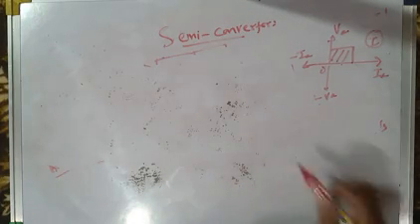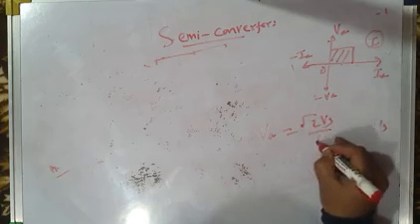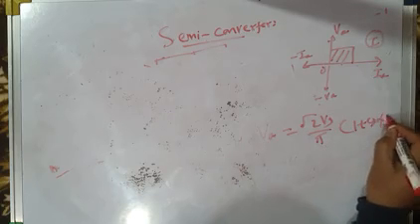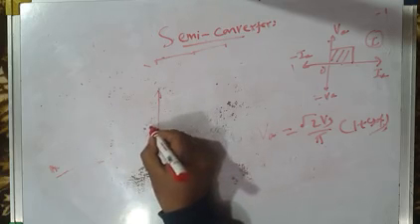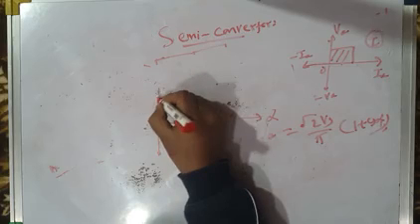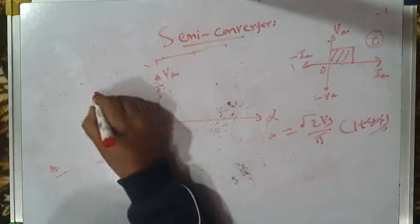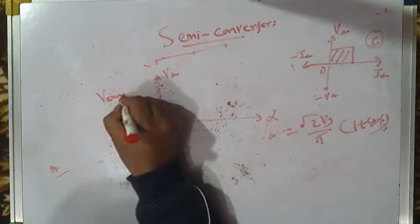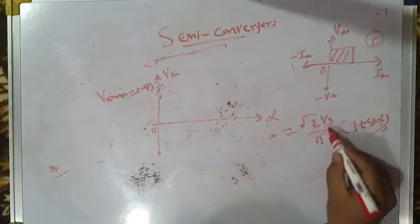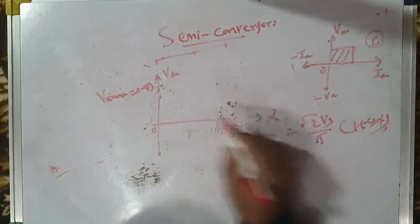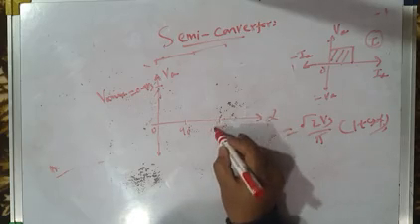So I will again write average output voltage VA is equal to root 2 Vs by pi into (1 plus cos alpha). You can plot it like this. This is alpha versus average output voltage VA. For alpha equal to 0, average output voltage is maximum, that is VA max equal to 0.9 Vs, because 1 plus 1 is 2, it is 2 root 2 Vs by pi, that is 0.9 Vs. As alpha increases, average output voltage decreases. This is alpha 90 degrees, this is alpha 180 degrees.